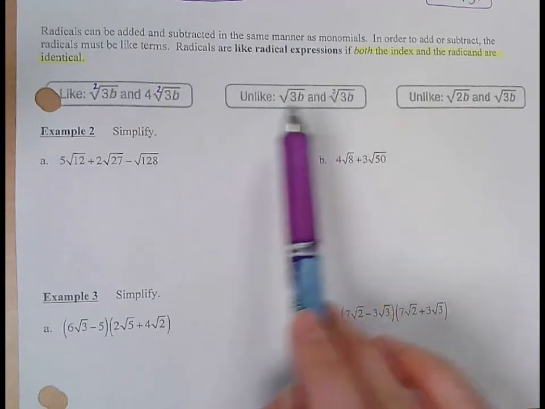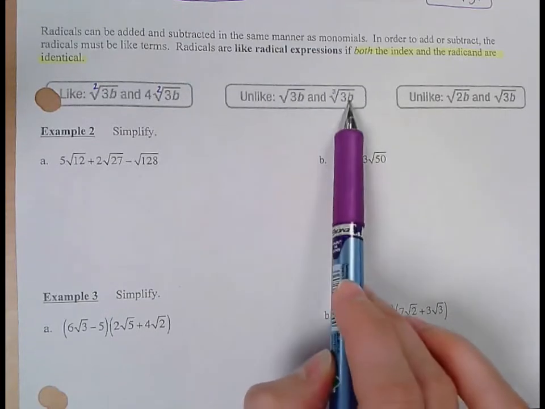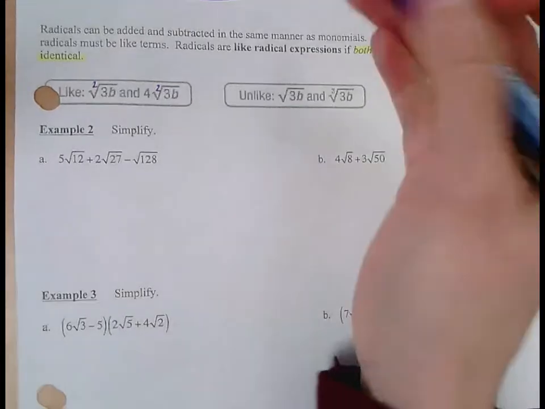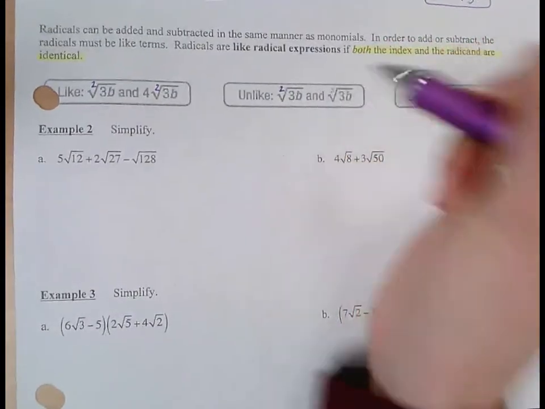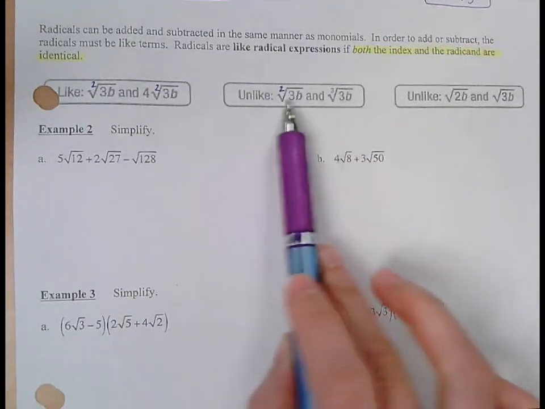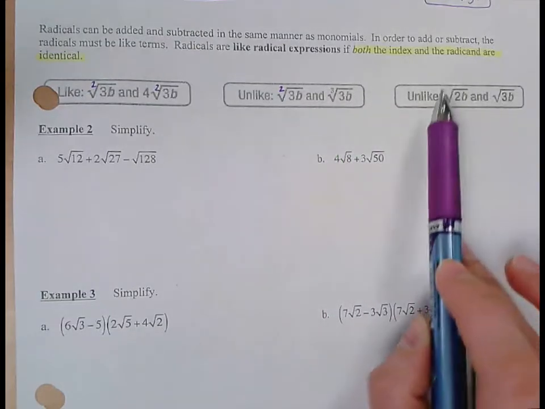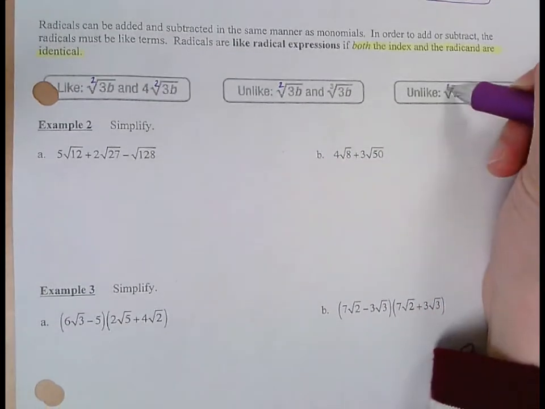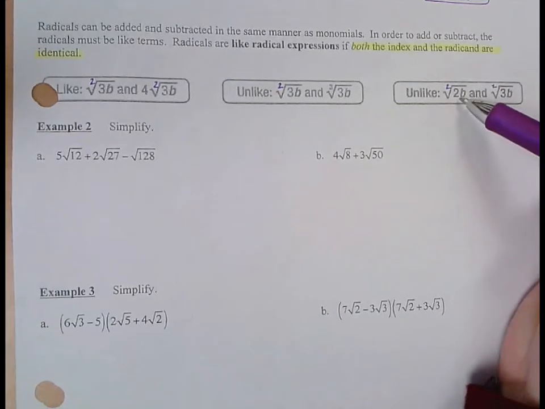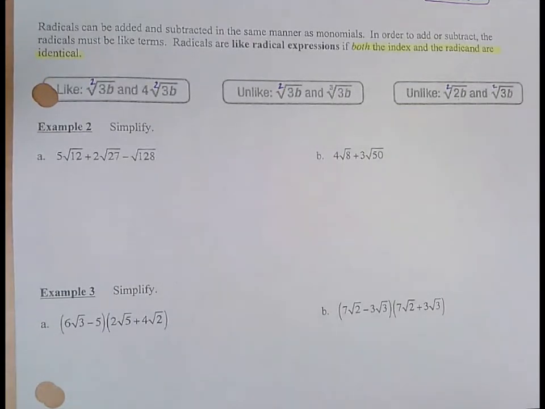These two are unlike because while they both have 3b inside of the radicals, one is a square root and one is a cube root. So you could not combine these. You could not add or subtract them. These are also unlike because even though they're both square roots, one of them is the square root of 2b and the other is the square root of 3b. So the only way you are allowed to combine them is if they are the same.